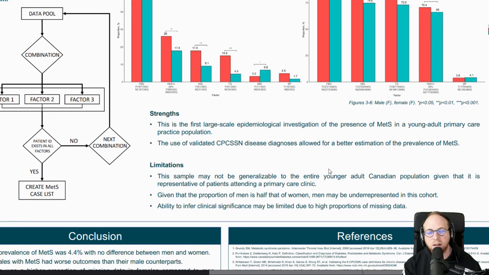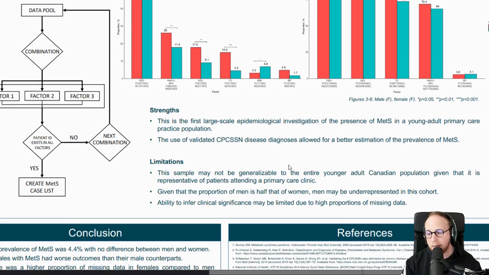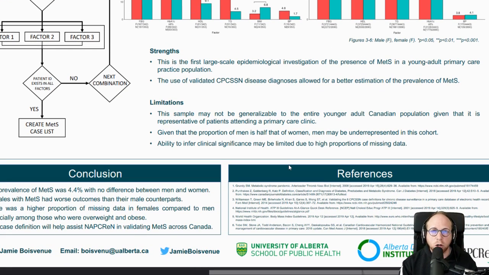The strengths of this study include a large-scale epidemiological investigation into the prevalence of metabolic syndrome using primary care EMR data. We also had validated CIPSIN disease diagnosis definitions, which allowed for a better estimation of prevalence of MetS. But also there are some limits to generalizability, given that this is an enriched sample population, and also that we can't really infer clinical significance given the high proportions of missing data.